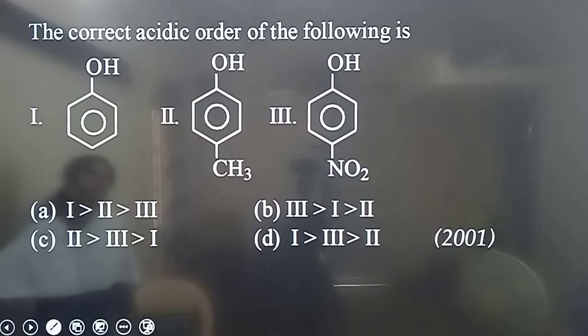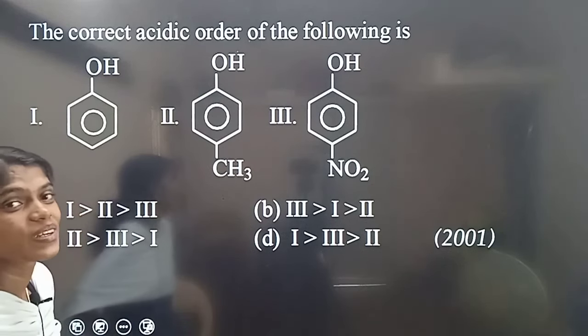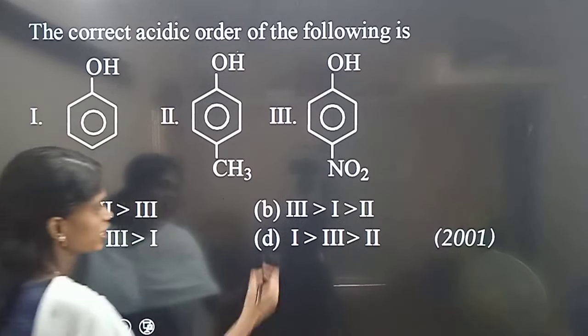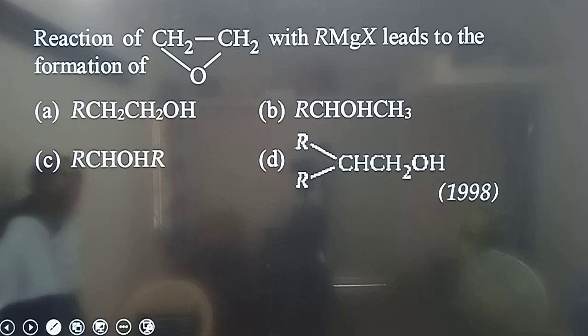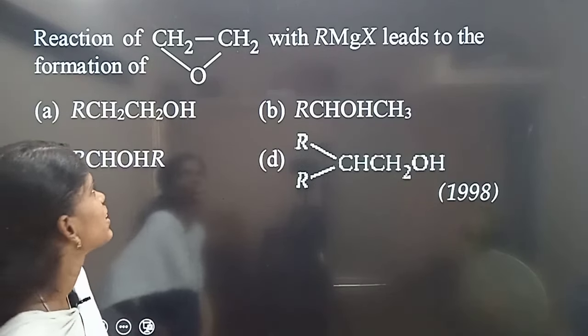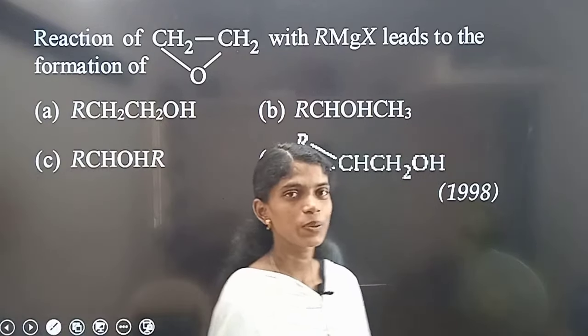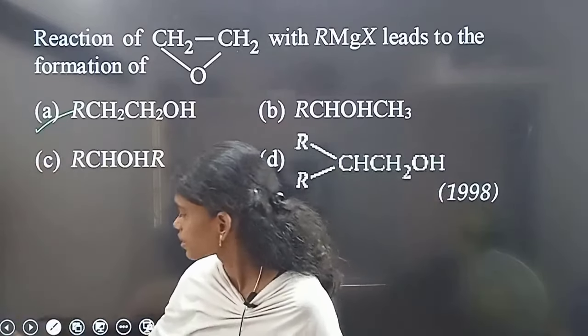Okay, the correct acidic order of the following is 3 1 2, so option B is the right answer. The reaction of ethylene oxide with RMgX leads to the formation of... same question as before, so option A is the right answer.